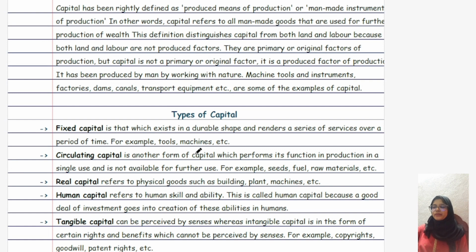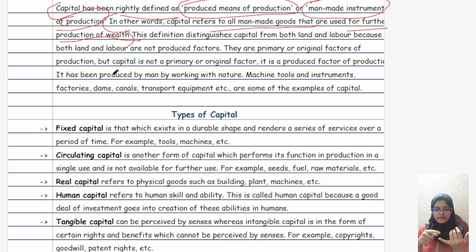Okay, coming up is capital. What do you mean by capital? This is our third factor of production. Capital has been widely defined as produced means of production, or man-made instruments of production. In other words, capital refers to all man-made goods that are used for further production of wealth. See, the primary factors, the primary inputs, are always land and labor.